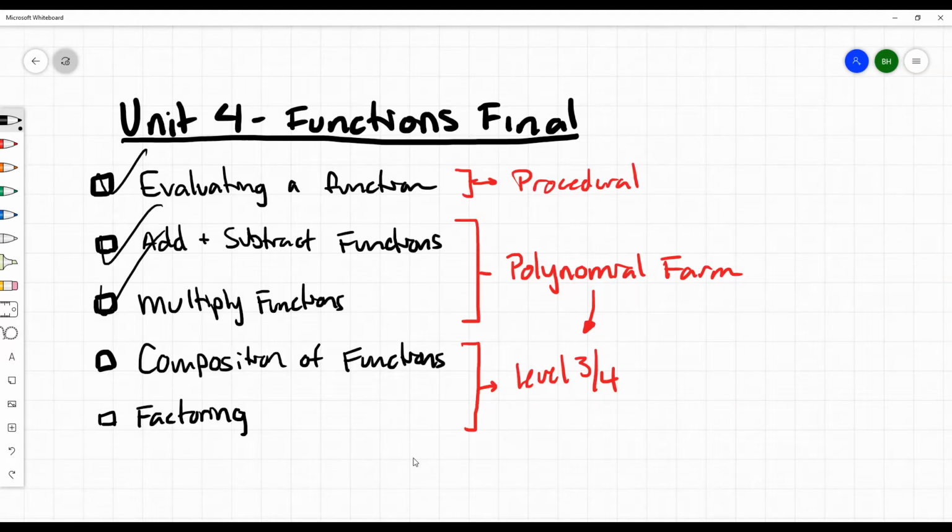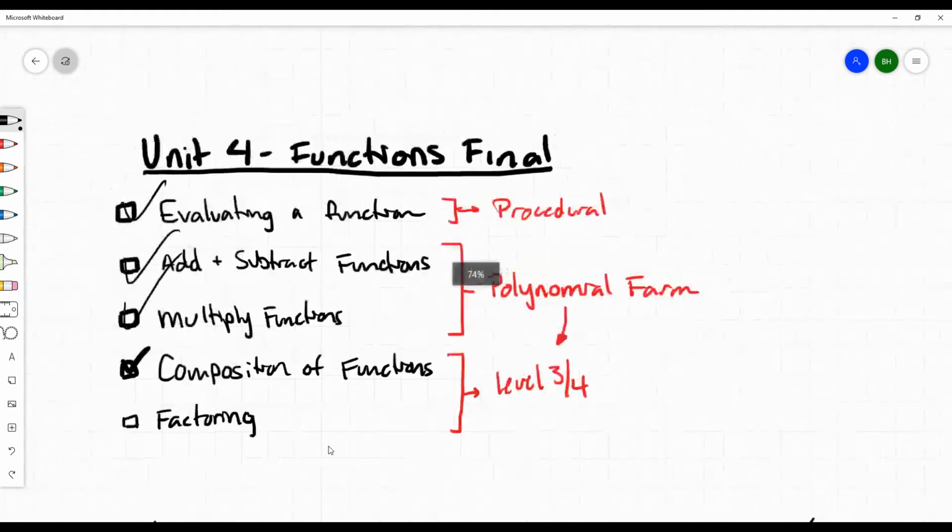This one, we're going to be continuing from the last one, looking at what's going to be on your final. The last two components of the final are going to be a composition of functions as well as factoring. So this video will serve as more of the composition of functions, as there are more components to it that we need to look through. So hopefully it's a quick one. Let's get right to it.